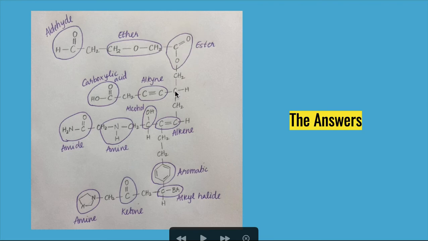Then we keep going and we come over here and we see that there's a triple bond. So that's an alkyne. And we keep going, we see a carbonyl group that's attached to an alcohol group on one side and an R group on the other. So that's a carboxylic acid. And we go back and then we keep going down and we come over here and here's a double bond. So that's an alkene.